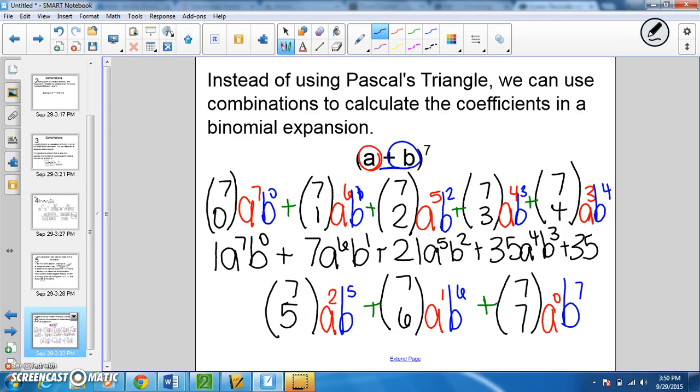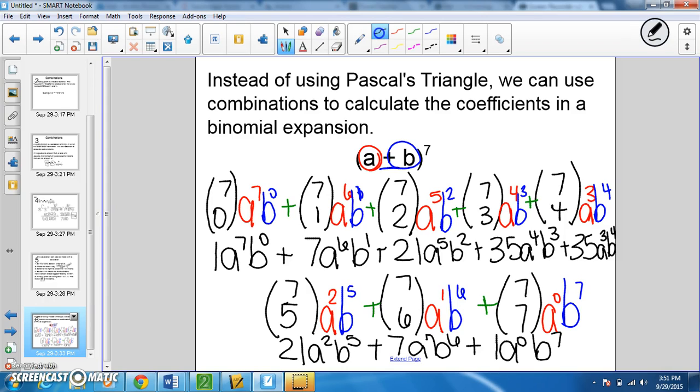7 choosing 4, 35, a to the 3rd, b to the 4th, 7 choosing 5, 21, a squared, b to the 5th, 7 choosing 6, plus 7, a to the 1st, b to the 6th, and plus 7 choosing 7 gives us 1, a to the 0, b to the 7.